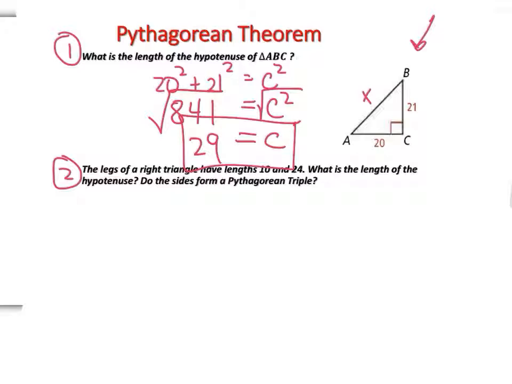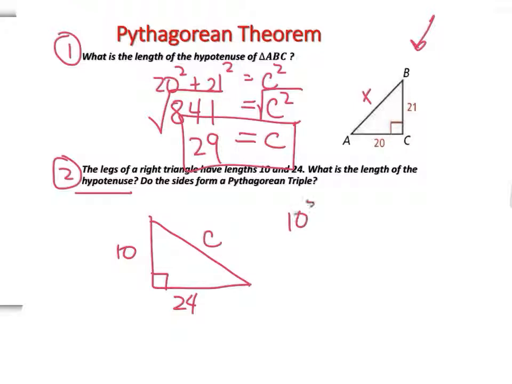It says the legs of a right triangle have lengths of 10 and 24. So those are the legs, 10 and 24. Here's my right angle, and I'm looking to find the hypotenuse right there, the long side. Okay, so solving this, we'll have 10 squared plus 24 squared is equal to c squared.